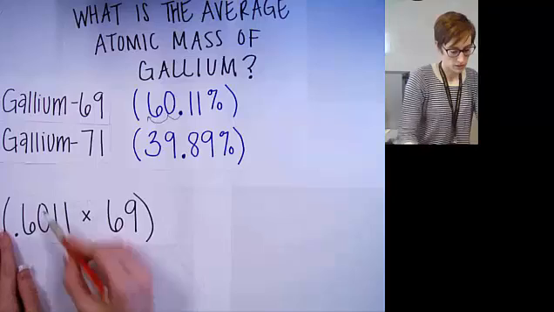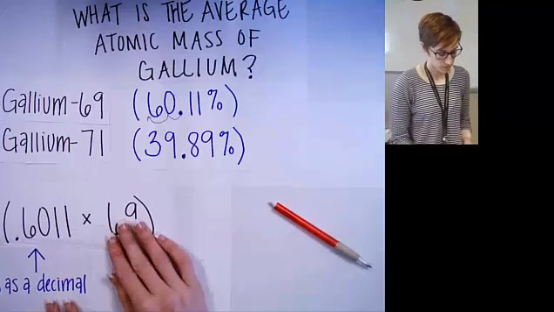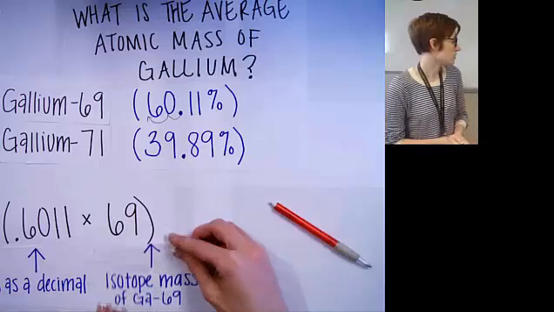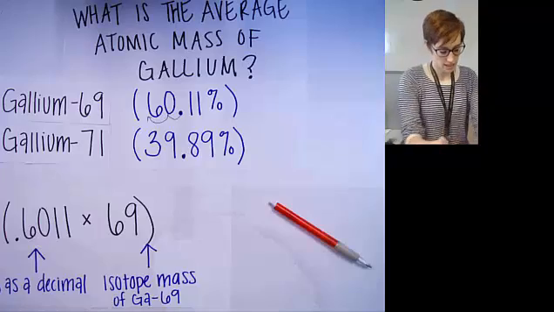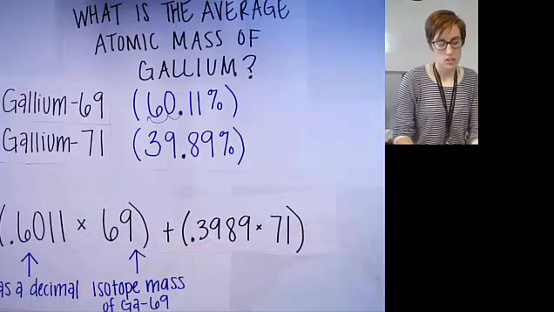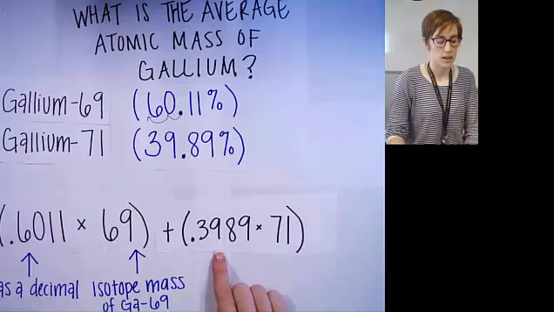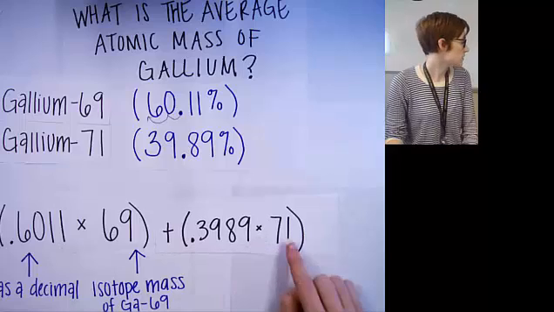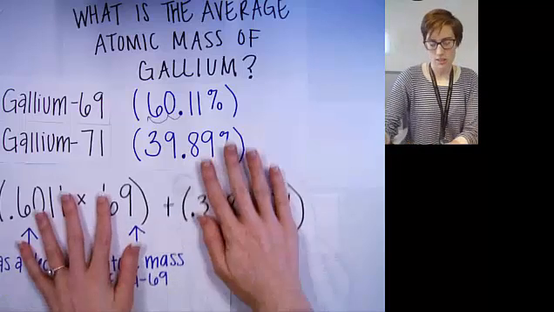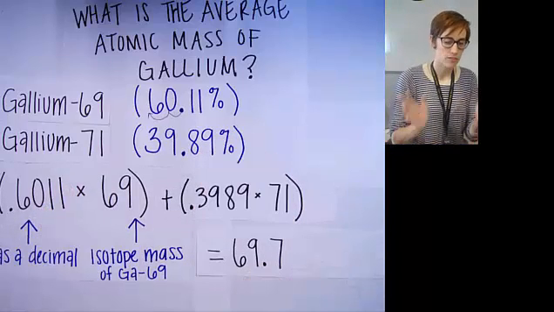So here's my percentage as a decimal. Okay. And what is this number? It's the isotope mass of gallium-69, yes. Right? Okay. So I'm going to take this, and I'm going to add it to the percentage of gallium-71 as a decimal times the actual mass of gallium-71. When you plug this into the calculator, you should get 69.7 AMUs as the average mass.